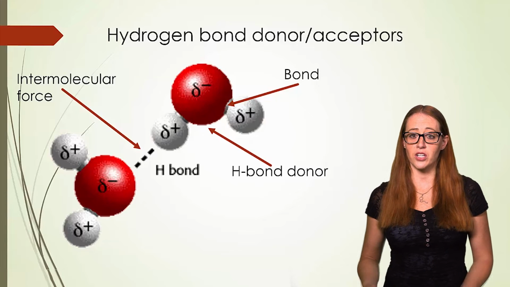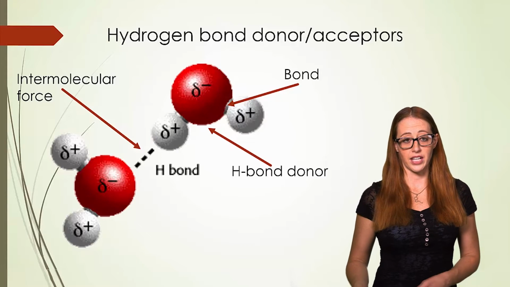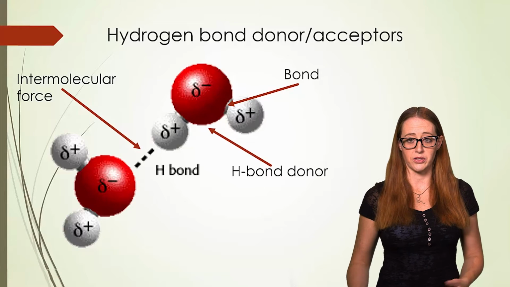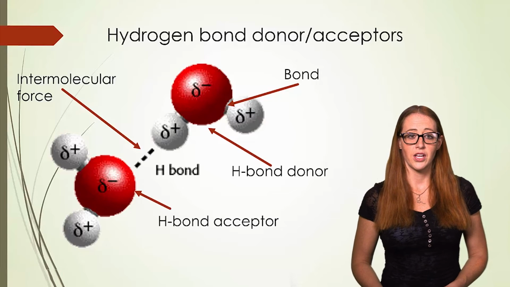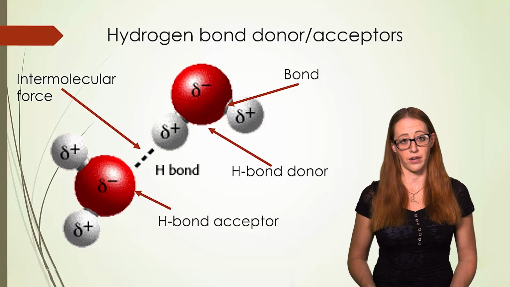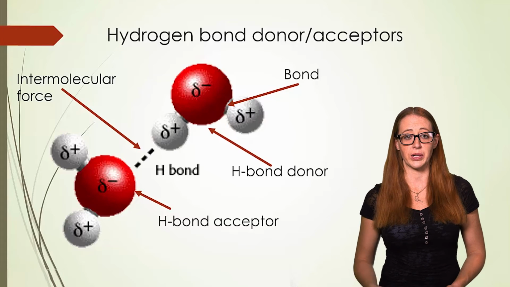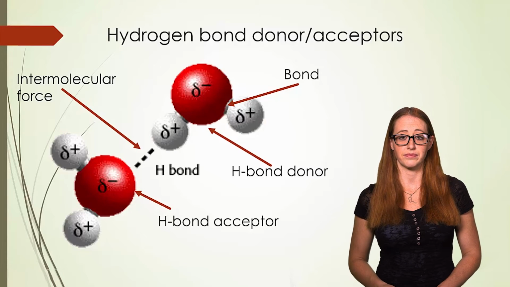Meanwhile, the atom with the partial negative charge that the hydrogen is bonding to in its hydrogen bond is the acceptor. So in this case, the delta negative is on the oxygen that the H-bond acceptor arrow is pointing to. It is accepting the hydrogen and is therefore the H-bond acceptor.